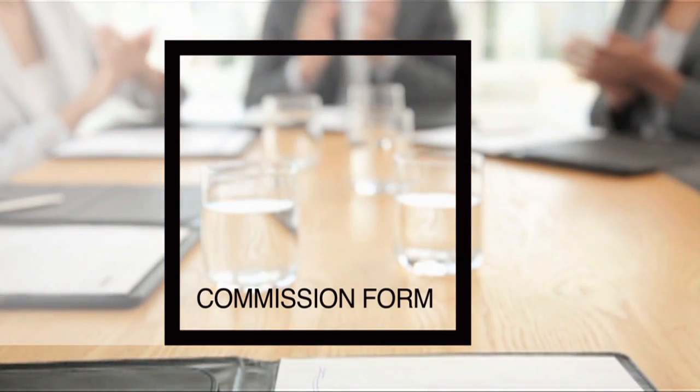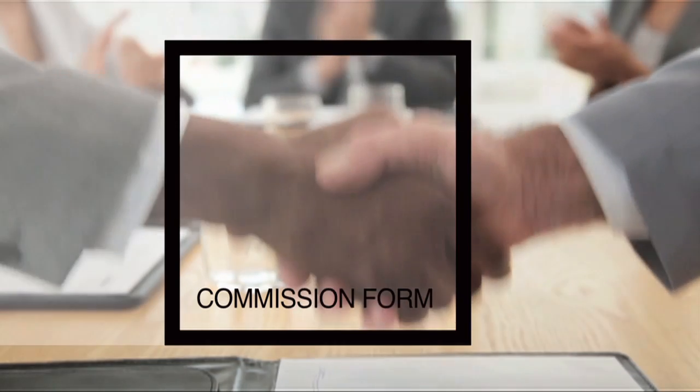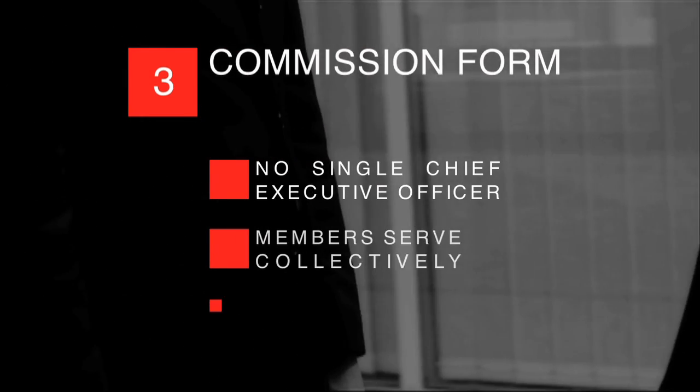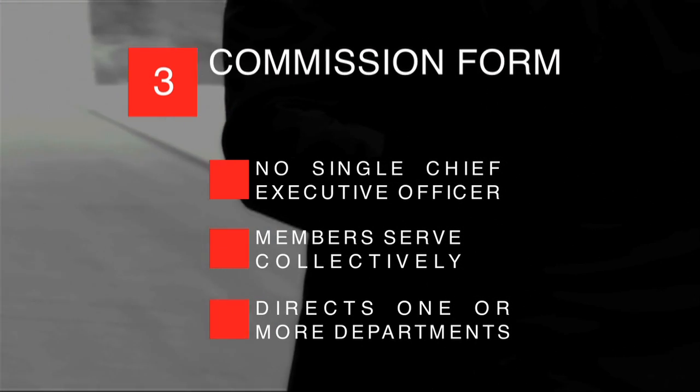A handful of cities have the commission form of municipal government, which combines both executive and legislative powers in a small governing board of 3 to 7 members. With this form, there is no single chief executive, as members serve collectively as the policy-making council. Each commissioner directs one or more departments. You just don't see much of this one anymore. This style of municipal government was quite popular in the early 1920s. However, recently, its national prevalence has declined drastically.